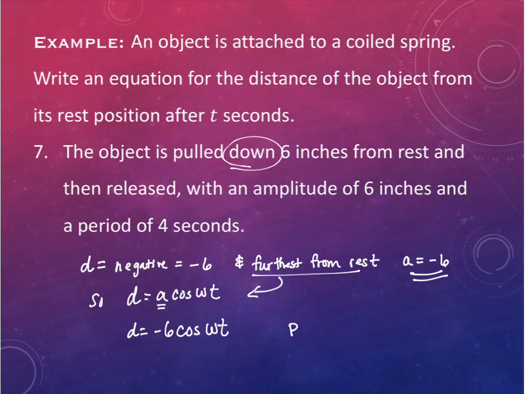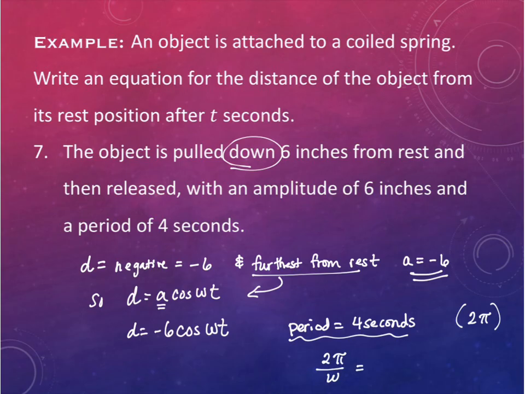They tell us what the period is. What is the period? 4 seconds. Now, what is the period normally when we're working with a cosine graph? It's normally 2 pi. This is what we're normally comparing it to. So what do we need to do? We need to take that normal period, divide it by omega, and it will equal 4. That's going to be our period.